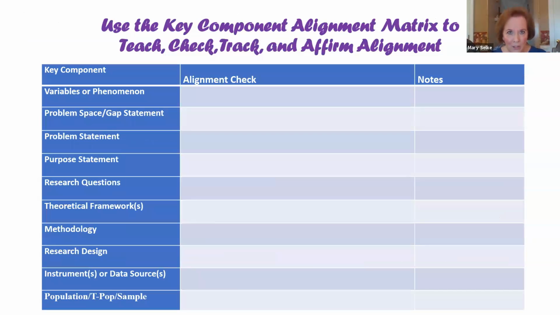To summarize to this point, the matrix can be used to teach alignment, check alignment, track development of alignment, and affirm alignment prior to reviews. But does it really work? How would your students feel about using it? Let's go to the source. I invited my learners to contribute their thoughts on matrix use.